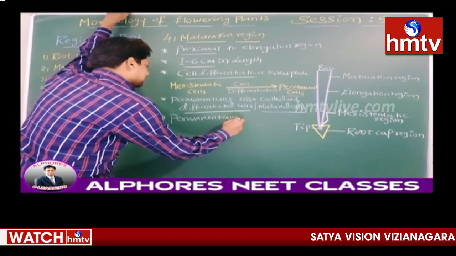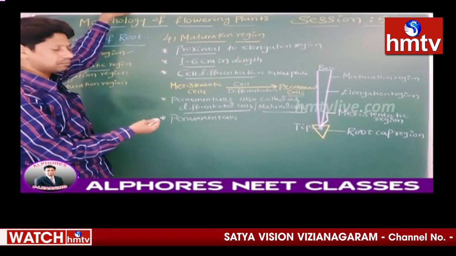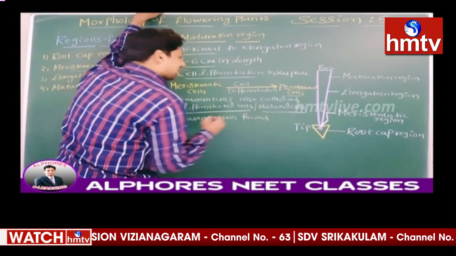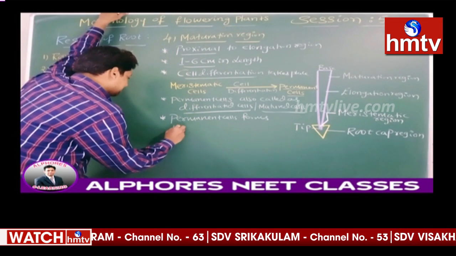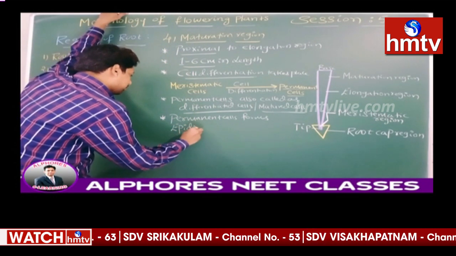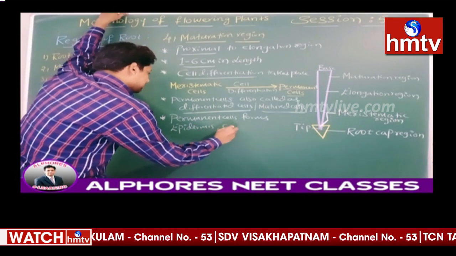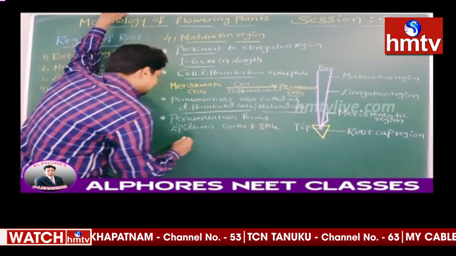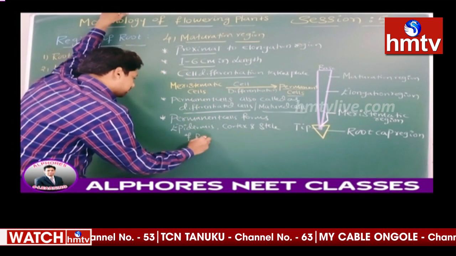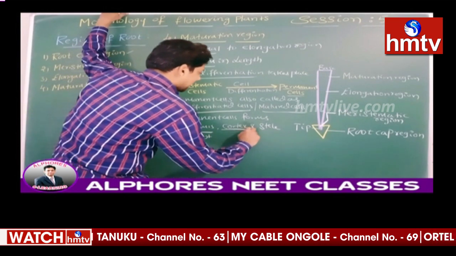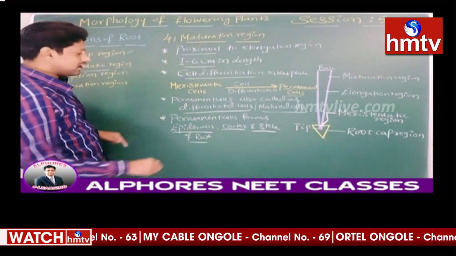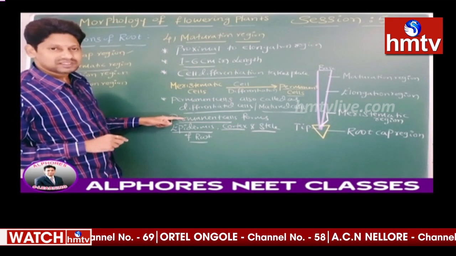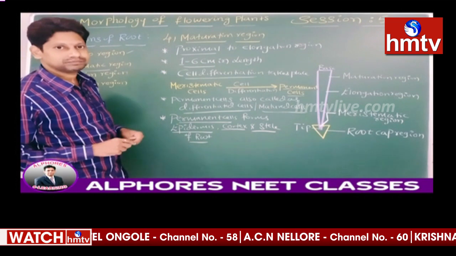A group of cells is called a tissue. Therefore, permanent cells form permanent tissue. They form the epidermis, cortex and stele of the root. Therefore, the epidermis, cortex and stele of the root are formed by which cells? They are formed by permanent cells. Is it okay?